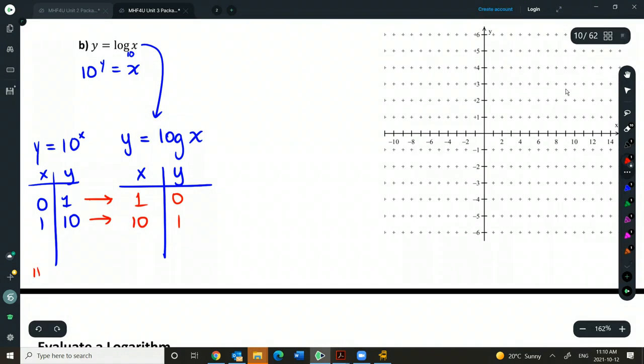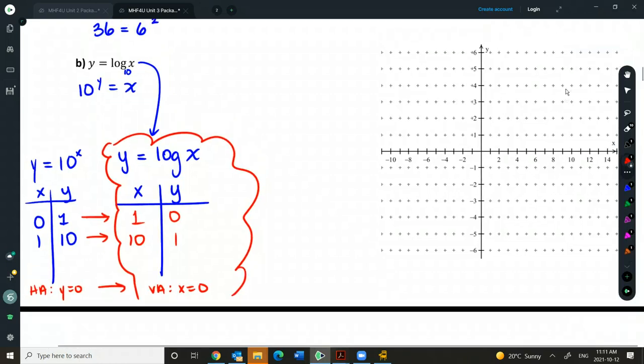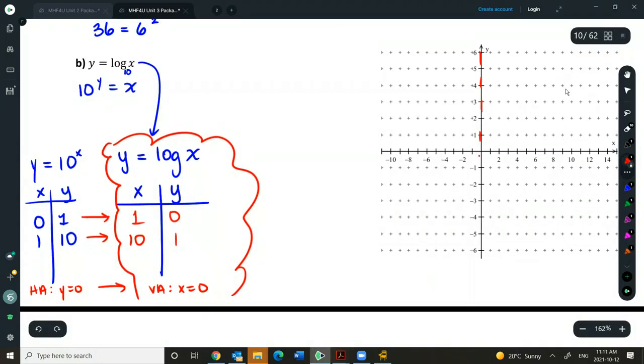And then, of course, we know that this has a horizontal asymptote of y equals 0. If I swap that, it becomes a vertical asymptote at x equals 0. This is the one that I'm going to graph, because that's what the question asks me to do. It says graph the original function. So you're going to pencil in your vertical asymptote, and then just graph your 2 points, 1, 0, and 10, 1. It should curve around toward your asymptote here, and then through that point there.